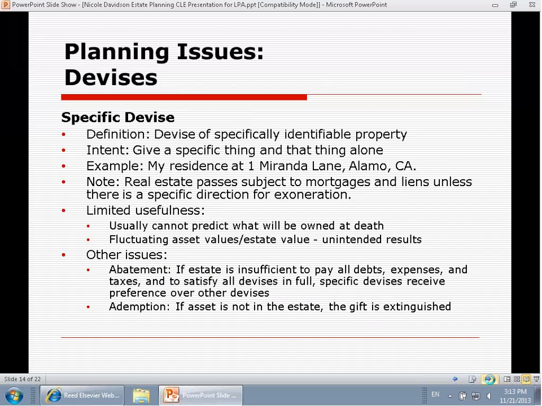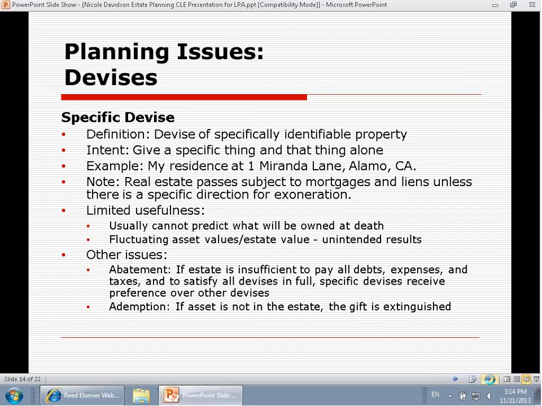Okay, the next few slides are going to talk about devises, and there are different types of devises, or gifts made through trusts and wills. The first one that I'll talk about is a specific devise, and that is where we are making a gift of specifically identifiable property. The intent behind the gift is to give that specific thing and that thing only. An example of this: I give my house, and here's the address, to such and such a person.